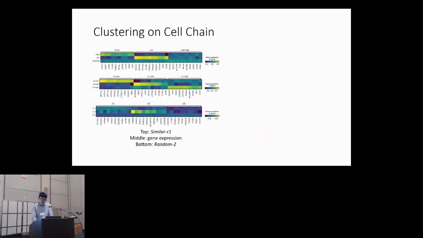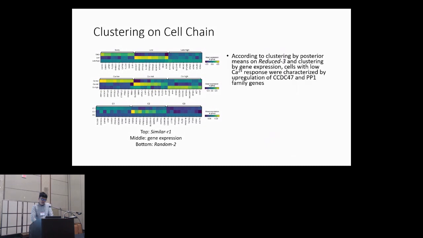So we then determined the marker genes for each cluster. According to clustering by posterior means on a similarity chain and clustering by gene expression, cells with low calcium response were characterized by upregulation of CCDC47 and PP1 family genes. However, clustering by posterior means on a random chain cannot distinguish gene expression differences.